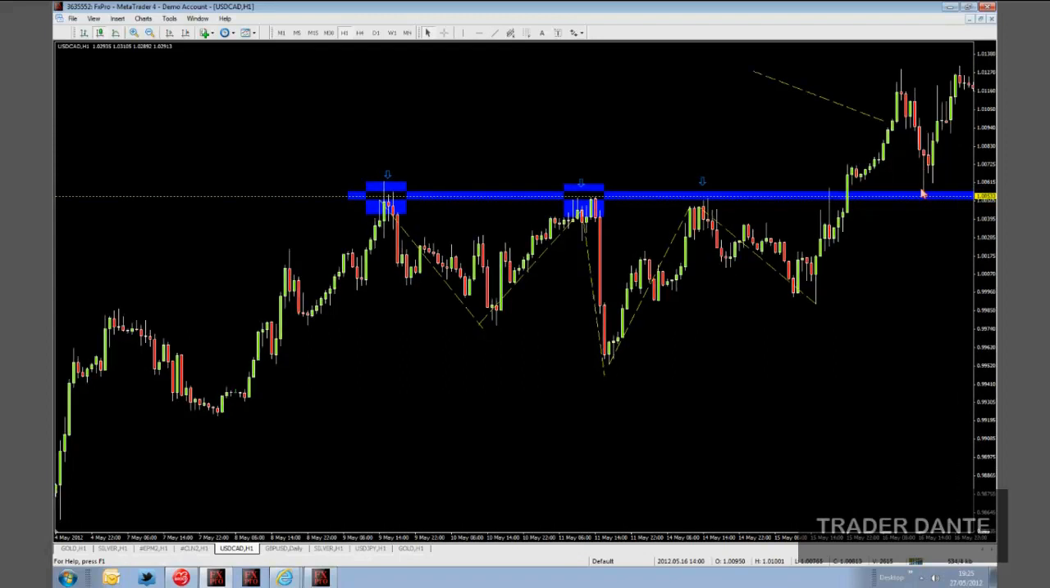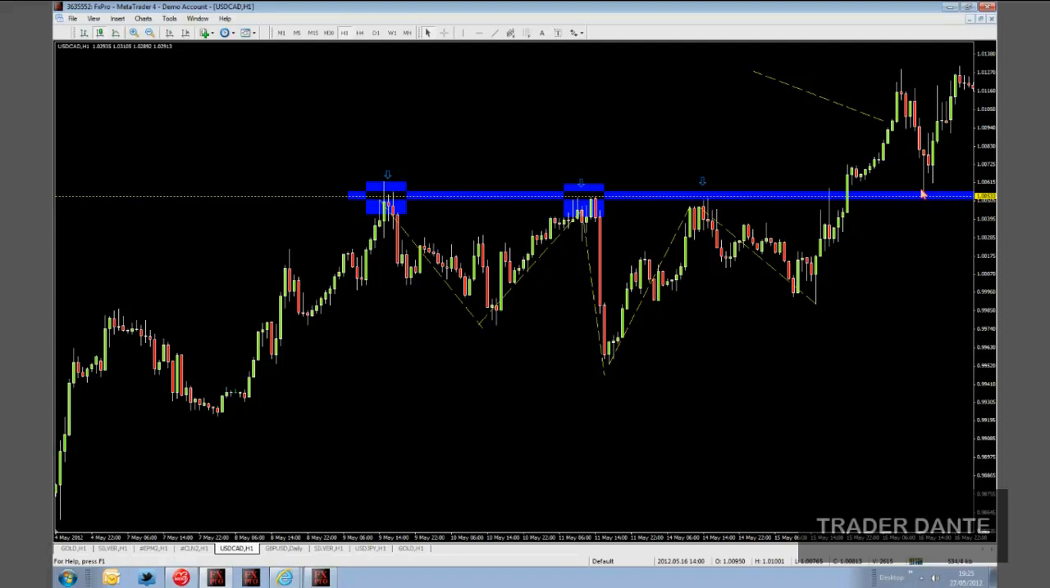Okay? Fairly straightforward. Now, the question comes into play when you've got levels that have less than 3 touches. Because the fewer touches, the weaker it is, and we don't really want to trade weak levels. However, there are times when you can.